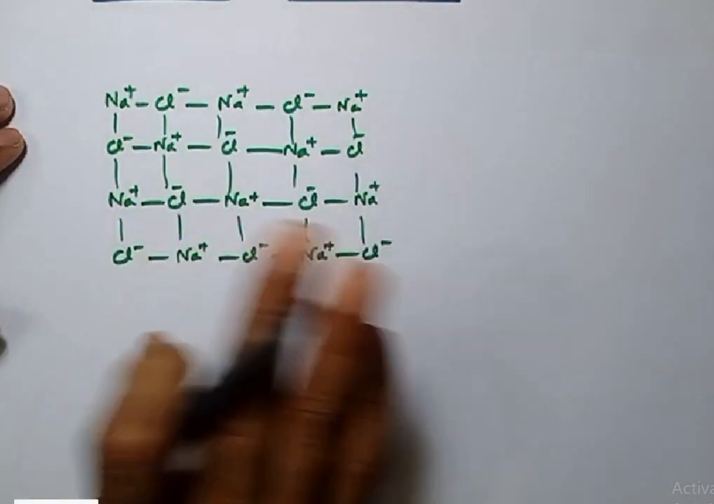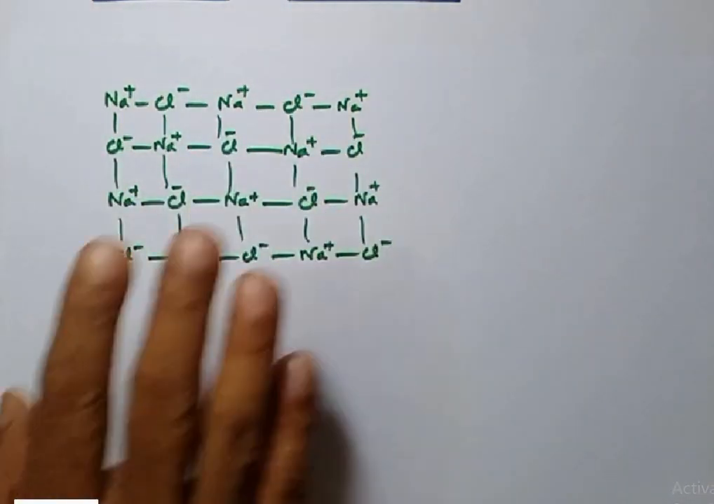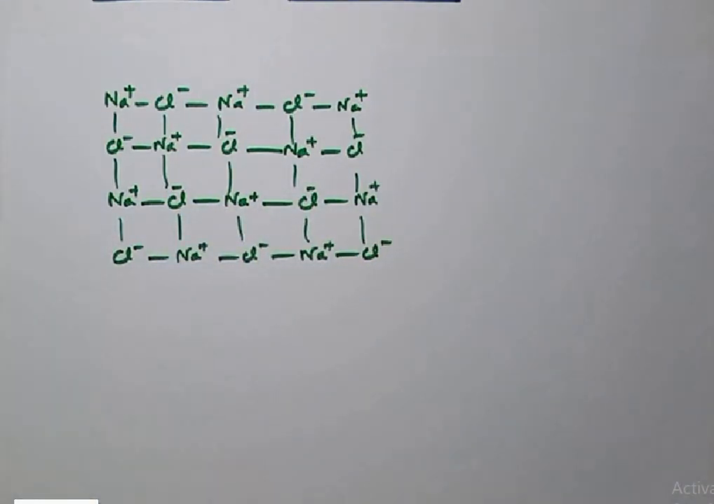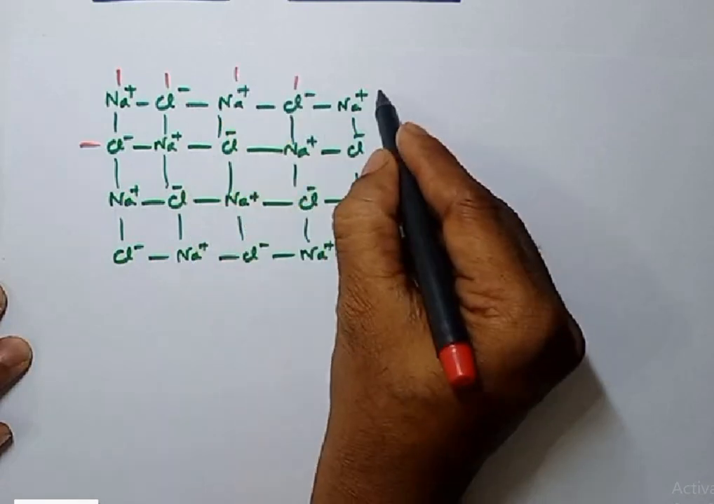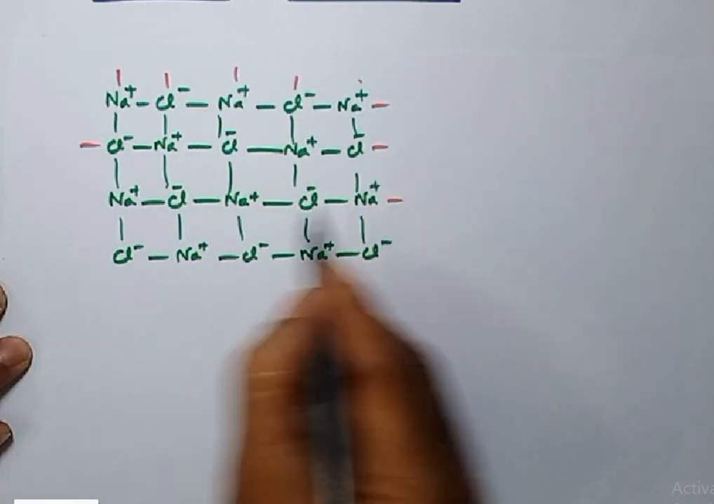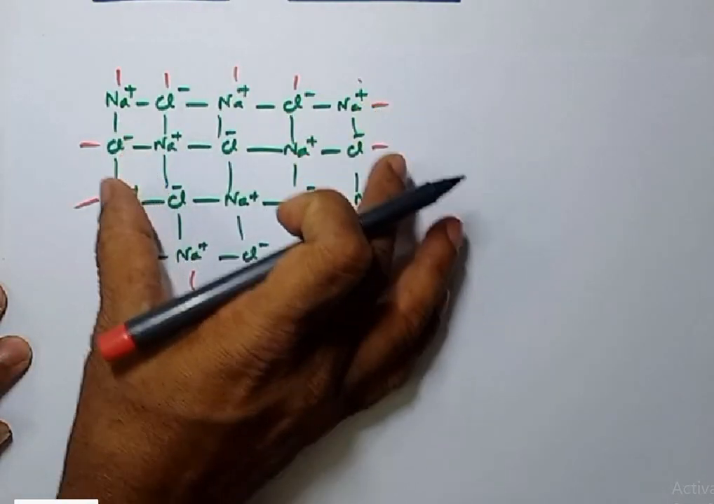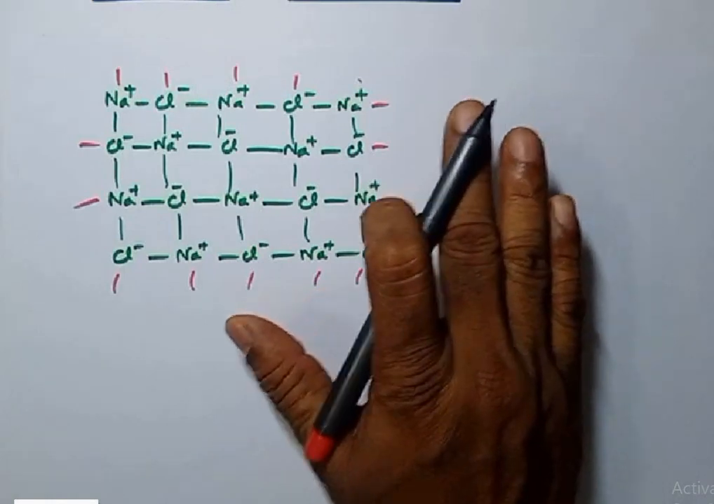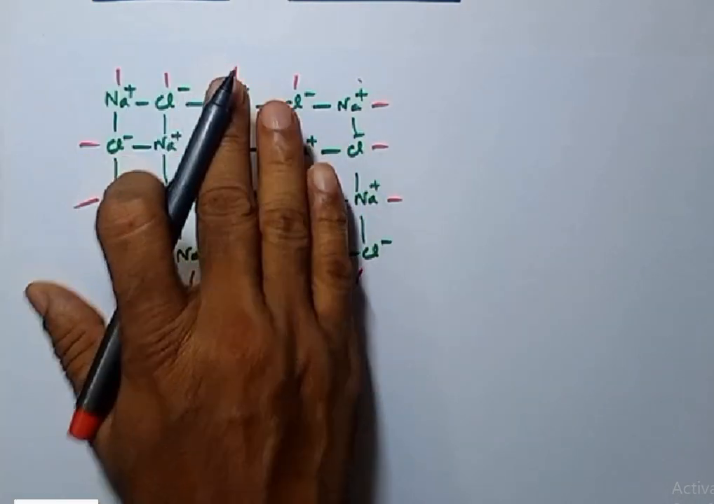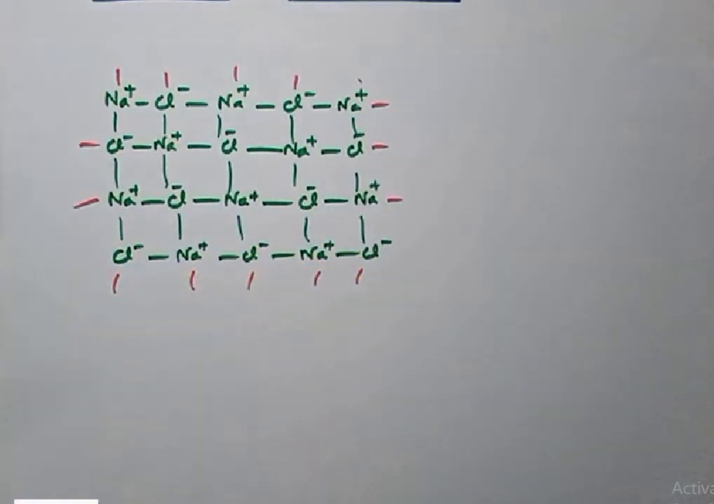Okay, these lines are not bonds. These lines indicate the lattice. And listen, this is actually continuing in all the directions. It is not a small layer like this, a small square or rectangle. It is continuing. This is one layer. Like this, we have another layer over this, another layer over this, right? So one layer by one layer, if you join, you will get the entire crystal.